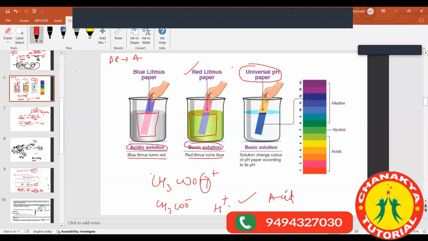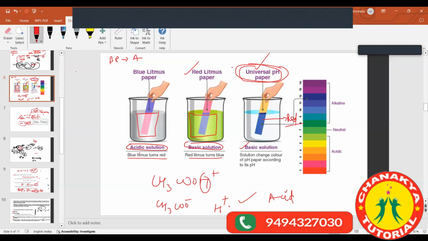I think no change will be there, right? Yeah, ma'am. So in that case, you should use universal pH paper. See, this universal pH paper is yellow in color, so it will turn red or blue based on the solution. It is basic here, so it has turned blue. If I put this yellow pH paper into acidic solution, it will turn red. Yes, ma'am.